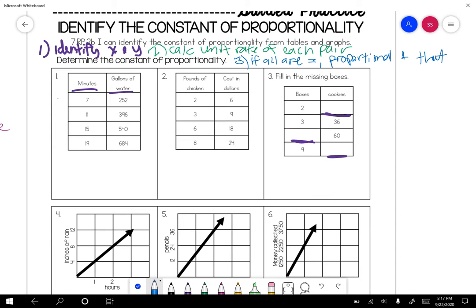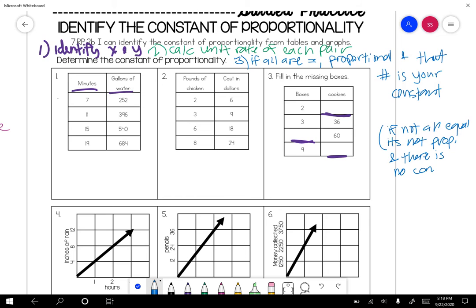That number, the unit rate that you get, is your constant. If they're not all equal, then it's not proportional and there is no constant. Okay. So let me actually write that down. If not all equal, it's not proportional, and there is no constant.